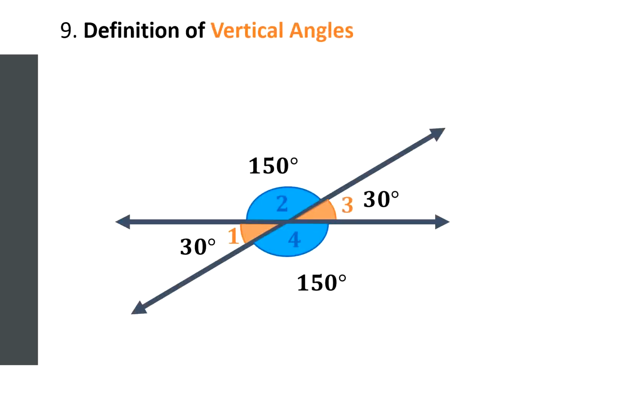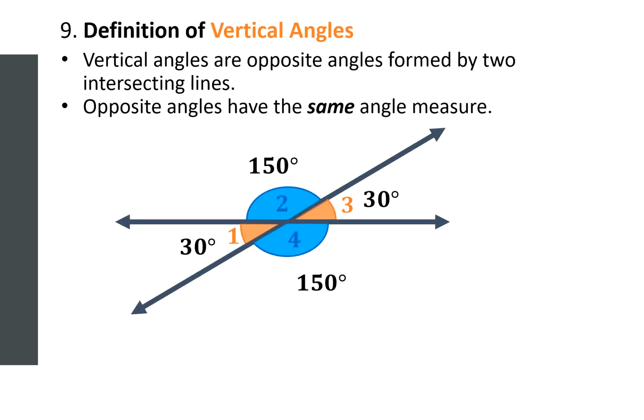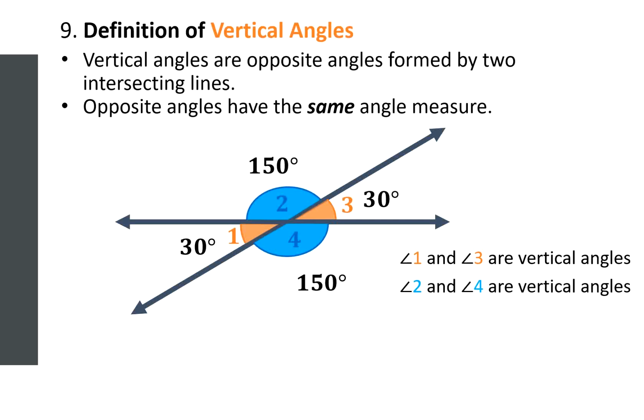Number 9, definition of vertical angles. So, kapag meron tayong dalawang intersecting lines, yung angles opposite niya, ang tawag doon ay vertical angles. So, yung mga opposite angles na to, they have the same angle measurement. So, the same yung measurement nila. So, dito sa figure na to, ang vertical angles natin ay yung angle 1 at angle 3, na meron silang the same measurement na 30 degrees. At yung angle 2 at angle 4 are also vertical angles na ang measurement nila ay 150 degrees.